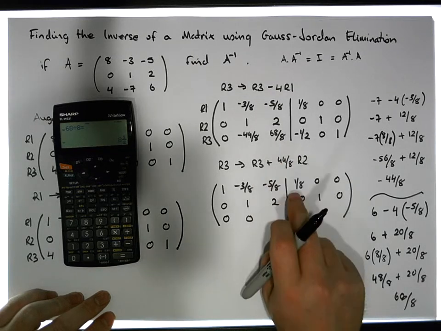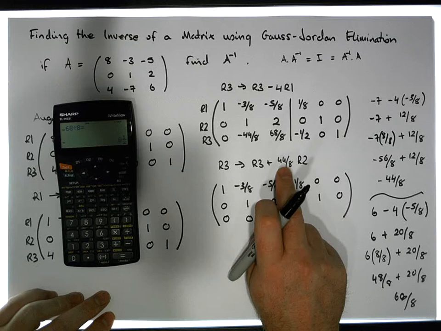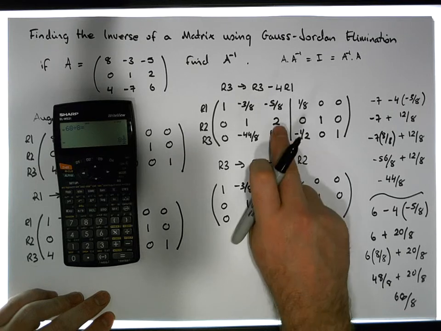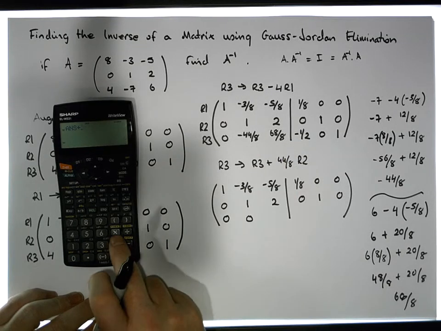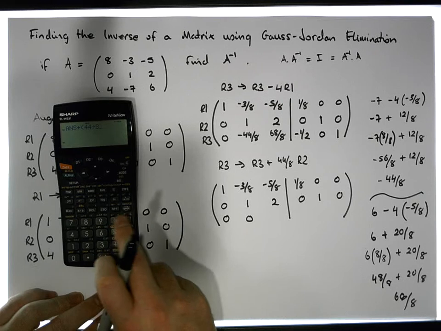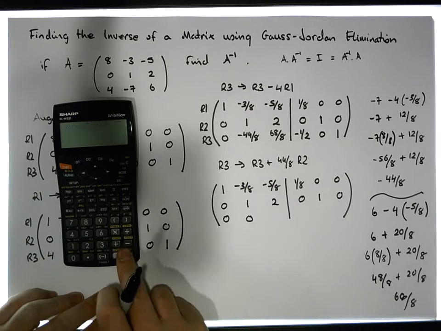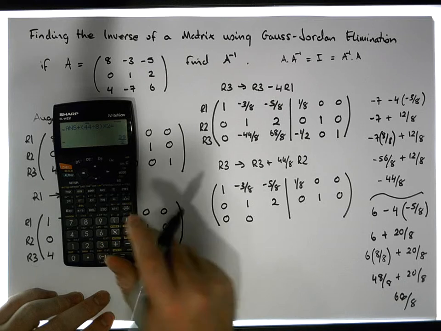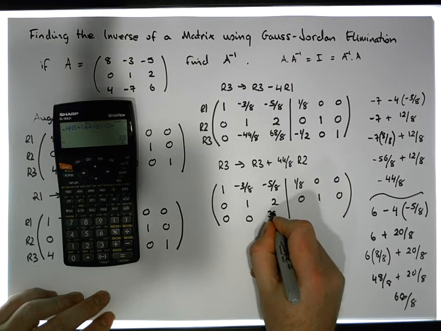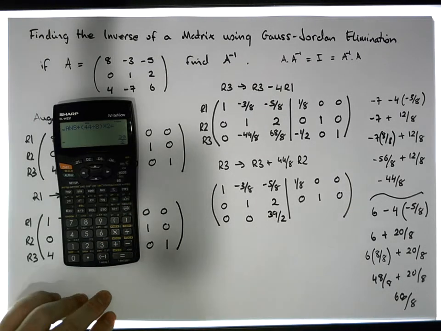Plus 44/8 times row 2. So it's plus 44 divided by 8 times row 2's value, which is a 2, which gives us a value of 39 halves. Okay, so that's good.